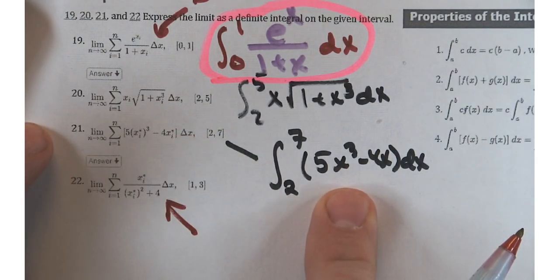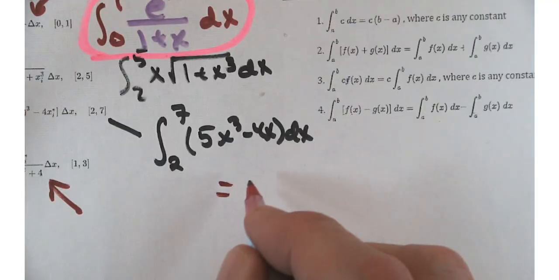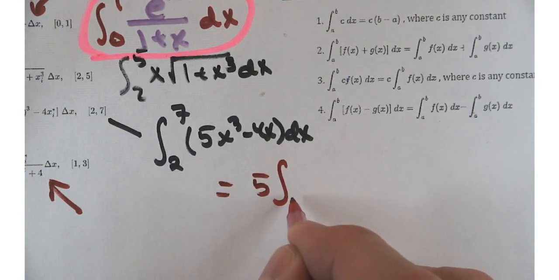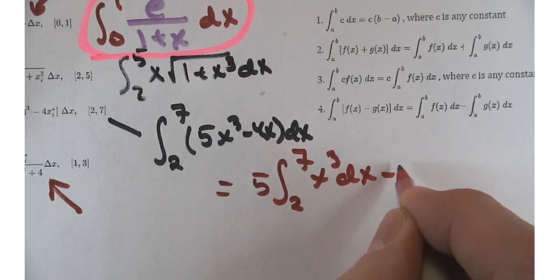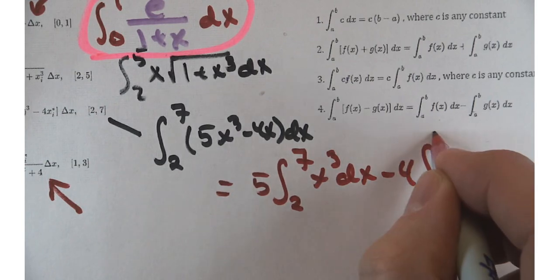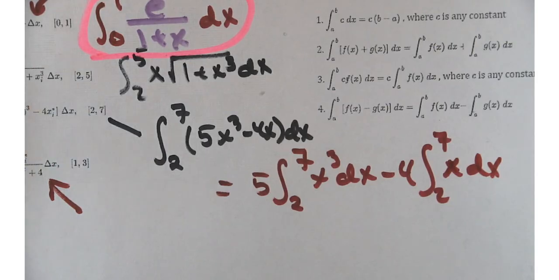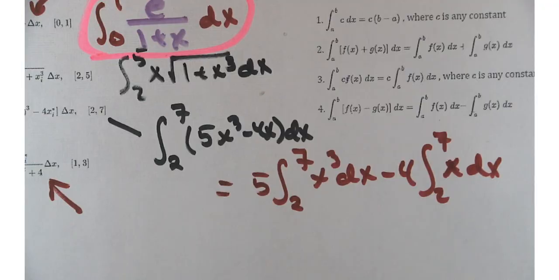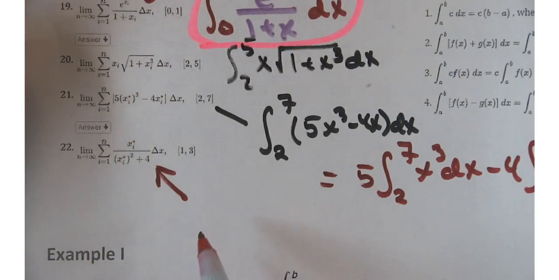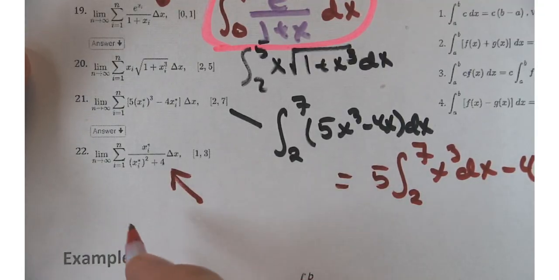You don't separate out the 5x cubed. As far as evaluating it is concerned, yeah, you could do that. But right now, for the first step, just to write this down, this is good enough. Eventually, in terms of evaluating this, you could rewrite it as 5 times the integral from 2 to 7 of x cubed dx minus 4 times the integral from 2 to 7 of x dx. Going beyond this to start evaluating these things, you are going to do a little bit more work. But the problem here is only calling for us to rewrite this using our integral notation.